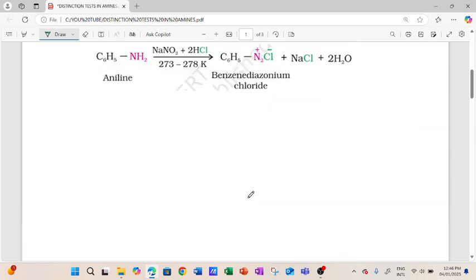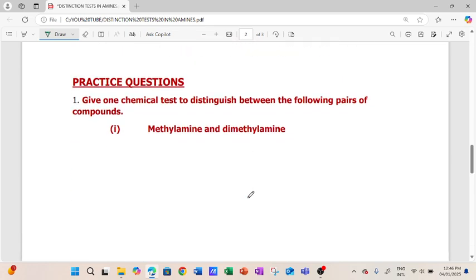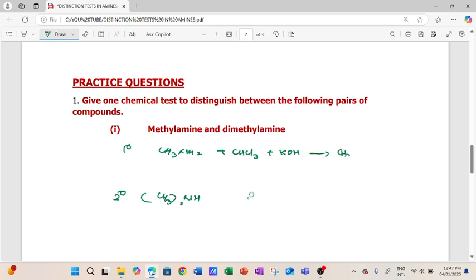So this is general. I'll give you an example. How can we distinguish methylamine and dimethylamine? Methylamine is CH3NH2 and dimethylamine is (CH3)2NH. So the first one is primary and the second one is secondary amine. So when you do the same test, carbylamine test, adding CHCl3 and KOH, we get CH3NC for methylamine and it has an offensive smell.